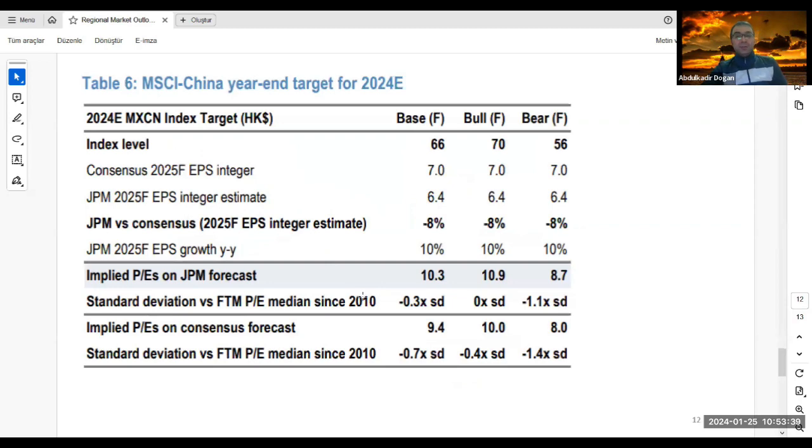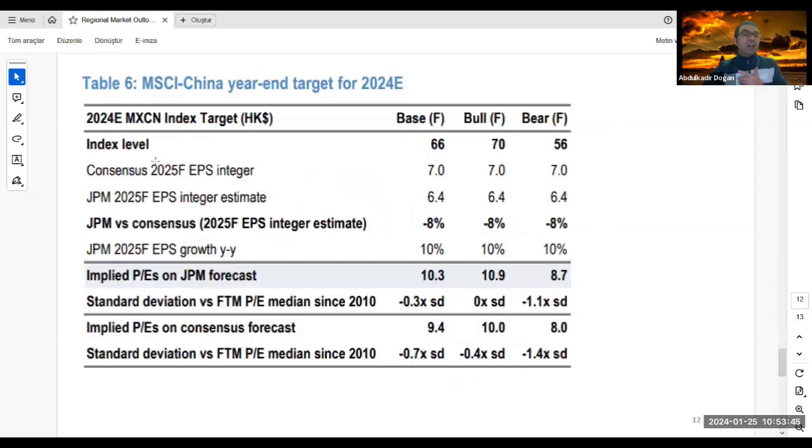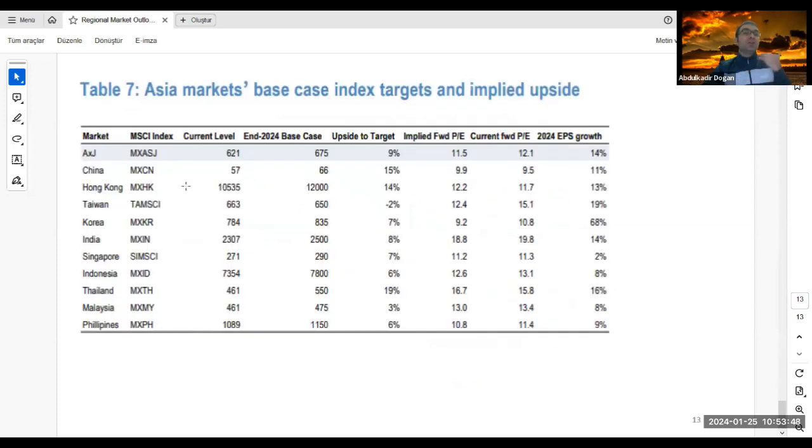And here I have two tables, but I will not go into details of these tables. These show the Asia and Chinese market consensus for the next year. For instance, here I have the Asia market base case index target. And as you see here, most of them are emerging markets: China, Taiwan, Korea, India, Singapore, Indonesia, Thailand, Malaysia, and Philippines. And these are the current level of their indexes and the year-end target for those economies.